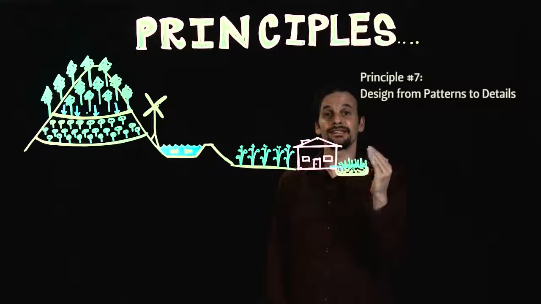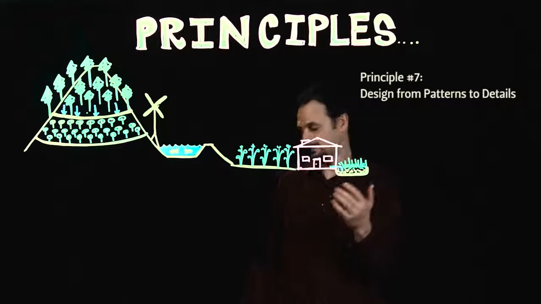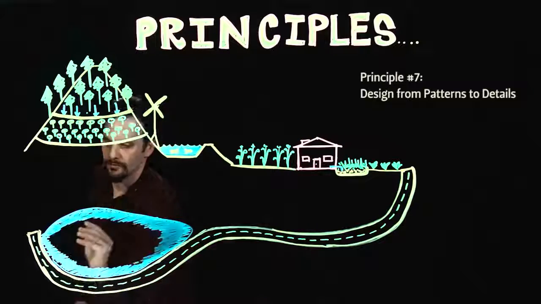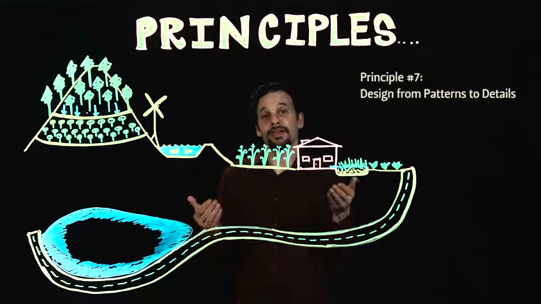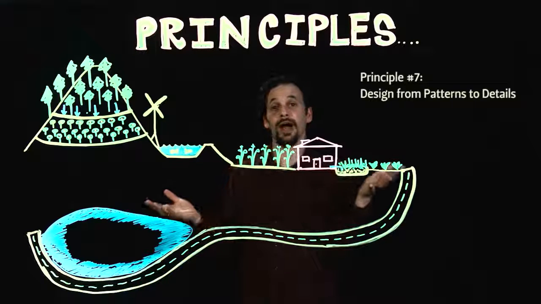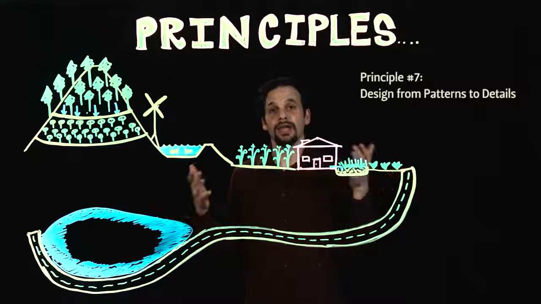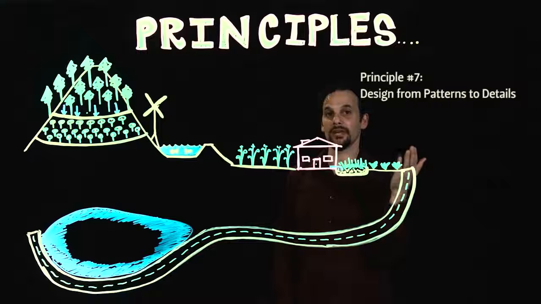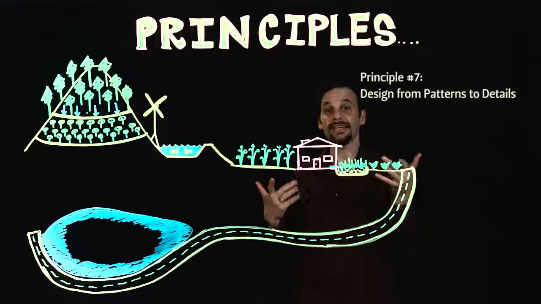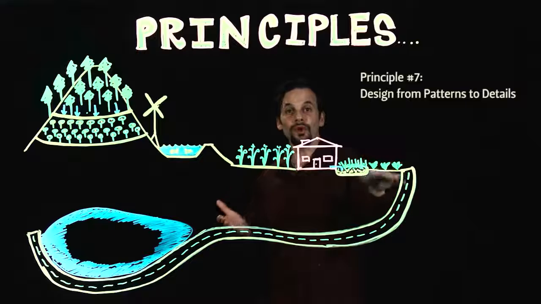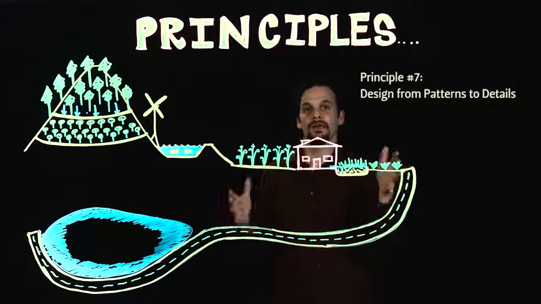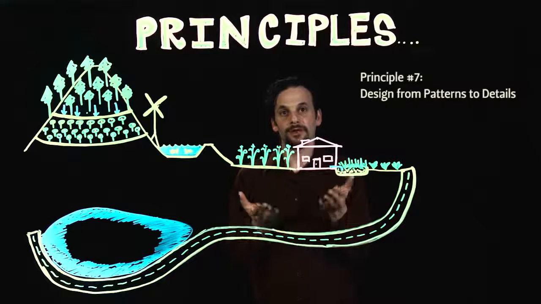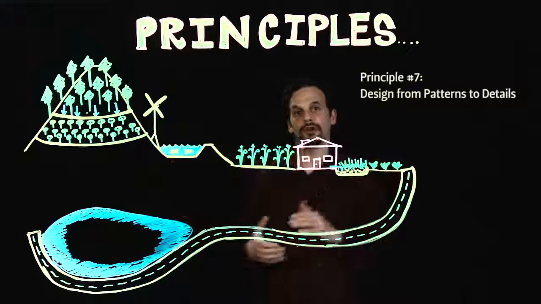Principle 7 is design from patterns to details. This is one of my personal favorites. It means that first we study the climate, topography, watershed, ecology, and we get a big picture vision of how we can interact with the land and community in a regenerative way. And then our design decisions are based on that. So this road I just drew in is placed in a way where it harvests the water for this pond. The detail of road placement was based on the overall pattern of water flow in the landscape.